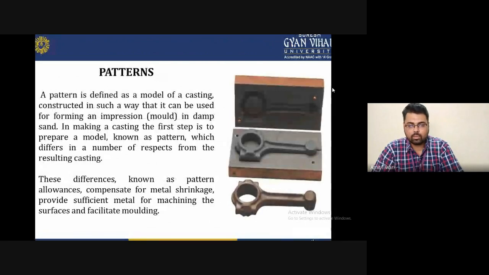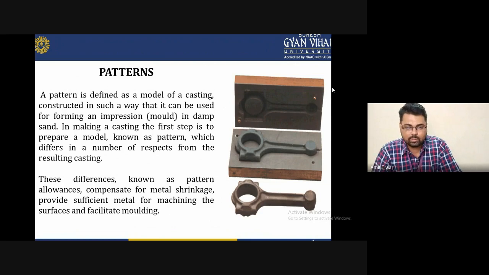Now, first we think about what a pattern is. There are many types of patterns, and we hear about the different types of patterns available for making a casting. But what is a pattern? In this lecture we introduce the pattern and their types.